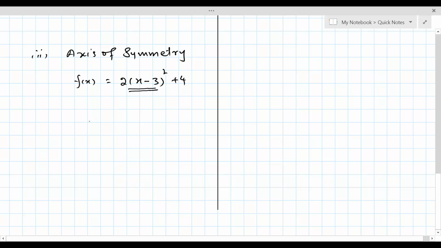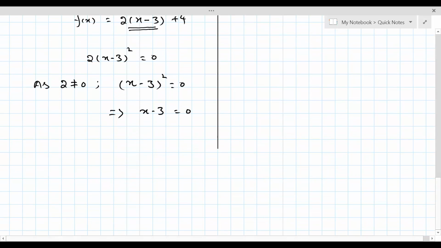So this would be 2 times x minus 3 square equal to 0. As 2 is not equal to 0, this means x minus 3 square is equal to 0, which can be 0 only if x minus 3 is equal to 0. And this gives us x equal to 3 as the axis of symmetry.